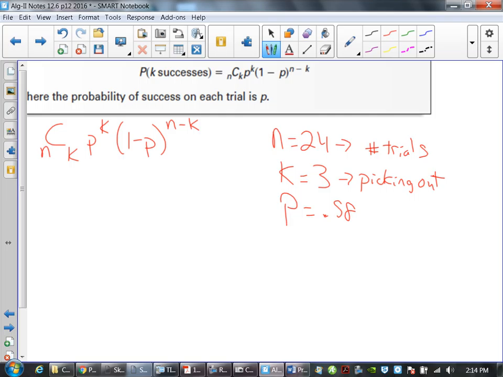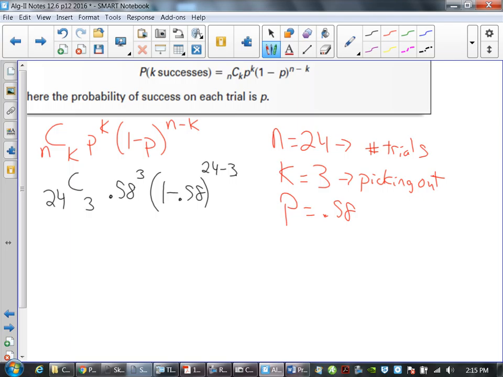We had a total of 24 trials. We're picking 3 for success rate of 0.58 to the third power, times 1 minus the 0.58, which is our failure, to the n minus k, in this case 24 minus 3. The idea here is that we have to keep track of the number of trials, the number that you're picking out of the trials, and your success rate. As long as you keep those straight, it's just pressing the button.